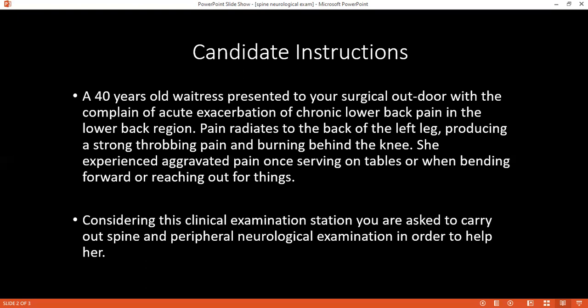Then I will start my special tests. Tina, I will be so careful so as not to inflict any pain on you, and I'll be as gentle as possible. If I inflict any pain, please let me know.